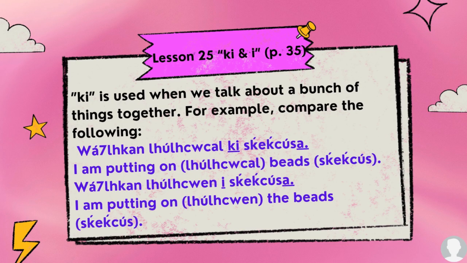Because if we just said T, shkakuja, it would be the bead. That's a lesson from before. So walkan luchal ki shkakuja, unknown amount of beads, I am putting on beads. And walkan luchen I shkakuja. So using E saying I am putting on the beads. So that little shift between ki and E tells us it's an unknown amount, but a lot, or it's a known amount, a lot of something.